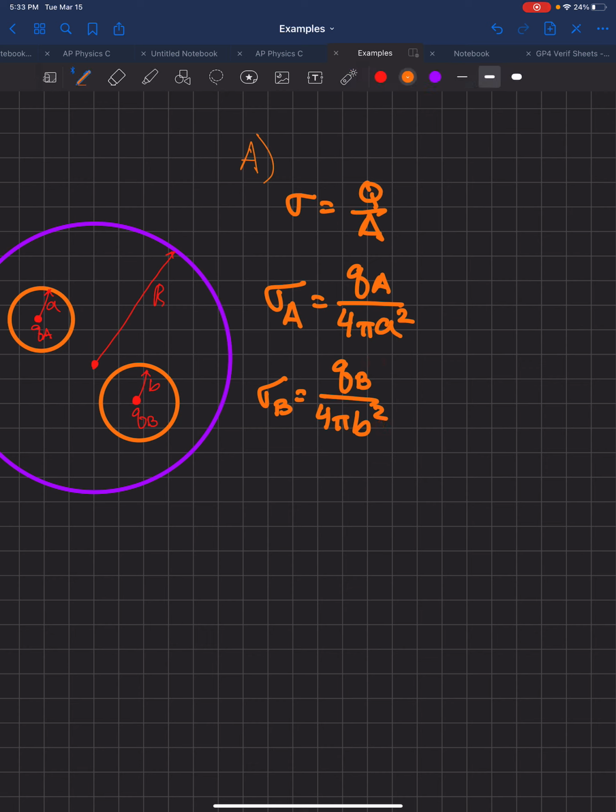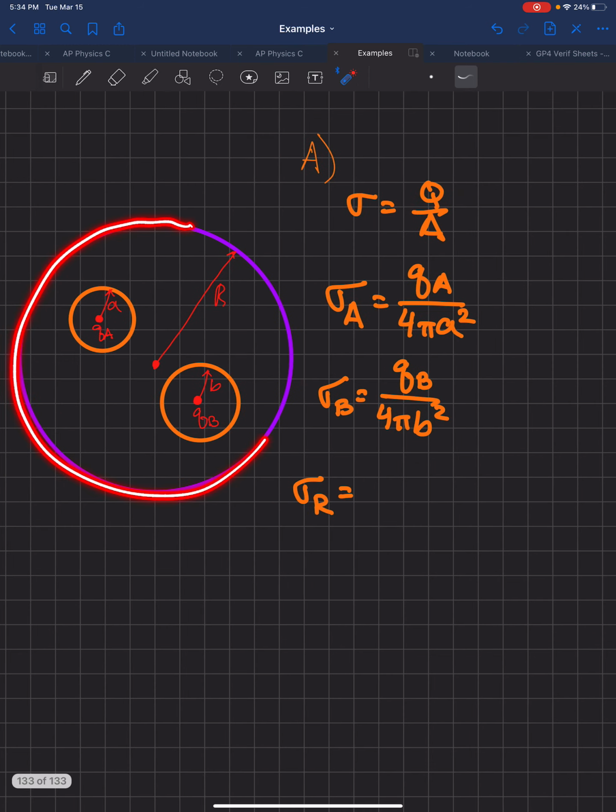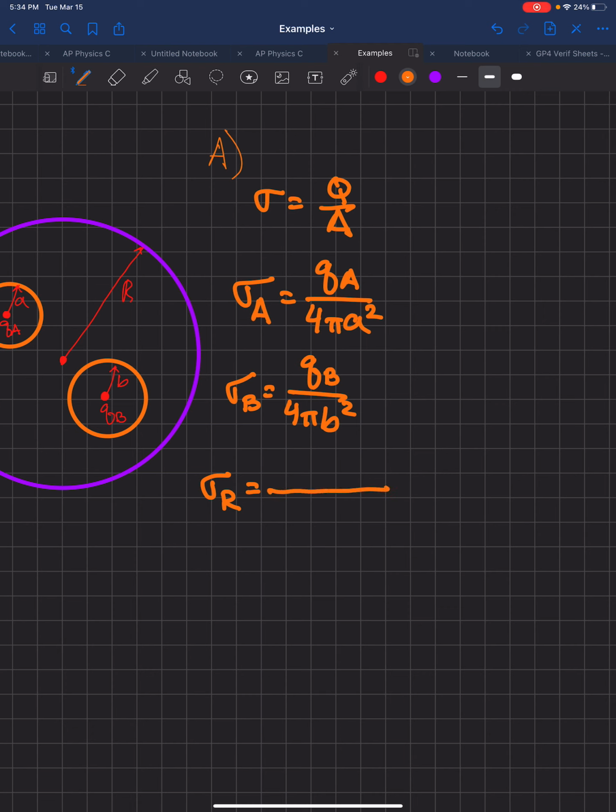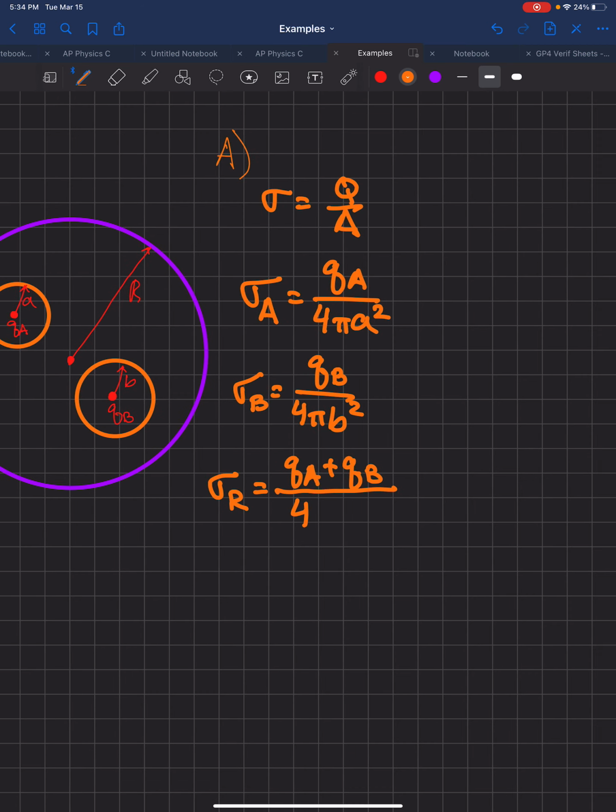All right, so now what about sigma R? It's exactly the same. That's the nice thing, right? It's just the charge over the area. Well, what's the total charge of R, this entire thing? There's two, QA and QB. So the total charge enclosed within that is just QA plus QB. And then what's the area? The area is 4 pi capital R squared. And that's it. You found sigma A, sigma B, and sigma R.